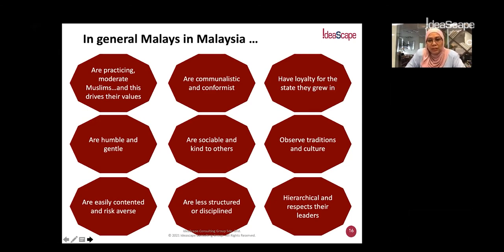We observe traditions and culture. We think this is very, very important, and it guides a lot of our decisions and our minds. We are kind of risk averse, the concept radar just now, this is what has made us become. We're quite contented with what we are. We don't want to rock the boat. And the Malays, we are a lot more creative, and therefore we are suffocated by discipline or structure. And the Malays are also hierarchical and respect their leaders. So this is generally how you would describe the Malays in Malaysia.